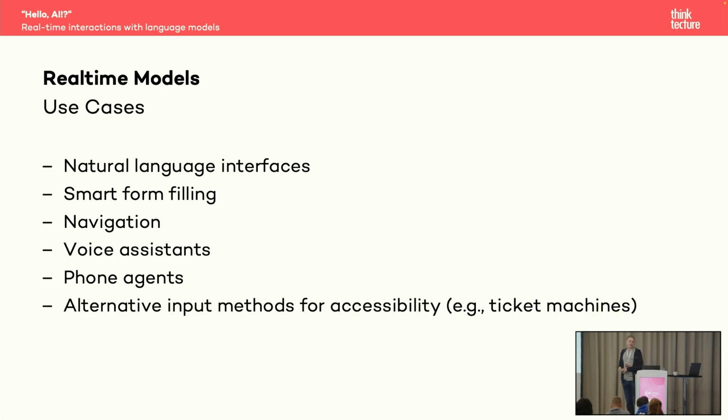Also, you can use that as additional or alternative input methods for accessibility. One of the conference participants told me that this is very useful for ticket machines. If you're blind and you don't know where to tap on the screen, using speech is a pretty good alternative to navigate through a ticket purchasing process. So that's all possible use cases for real-time models, and I'm sure this list is longer, and I'm sure you already have a use case in mind for the application that you build.